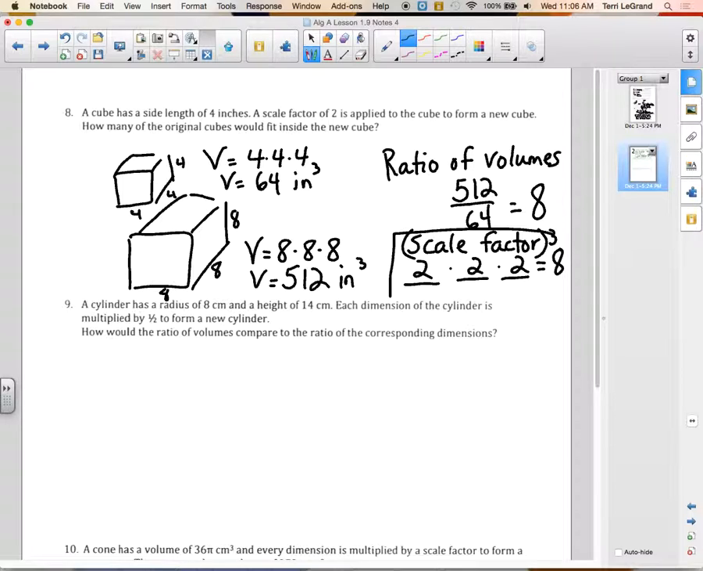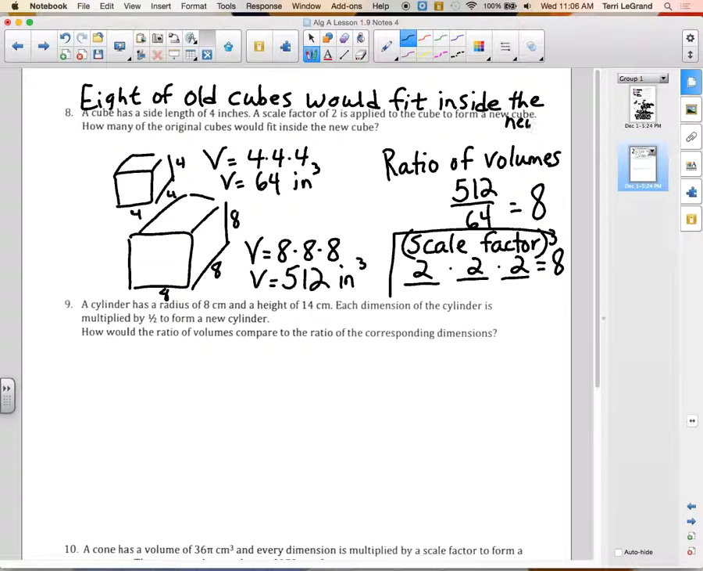So our sentence answer for this one would be what? How many of the original cubes would fit inside the new cube? 8. So you got somewhere to write a sentence yet? Okay. So I'm going to have to do mine up above here. Oh, we're going to have to use the word since it starts the sentence here. Okay. 8 of the old cubes, or original, we use the word old because it's shorter. 8 of the old cubes would fit inside the new cube. Eight of the old or the original cubes would fit inside the new.